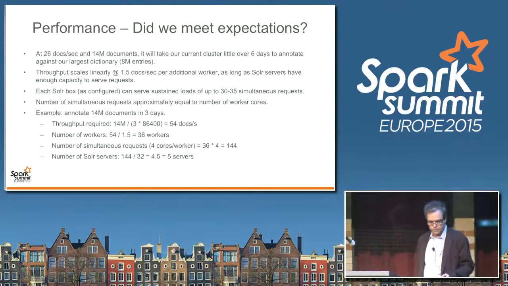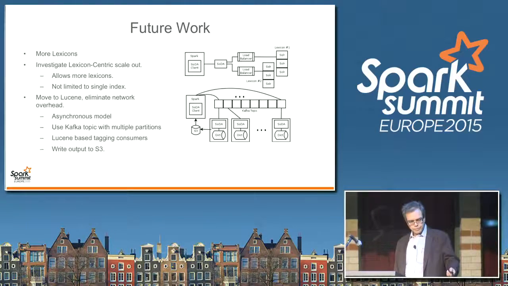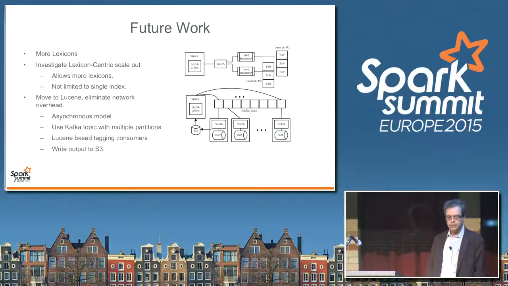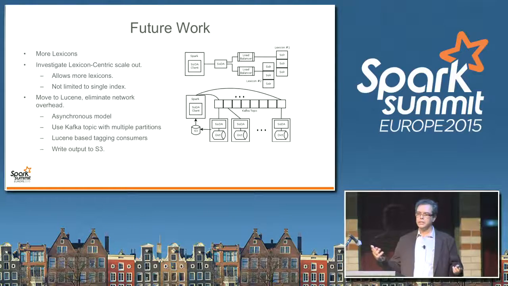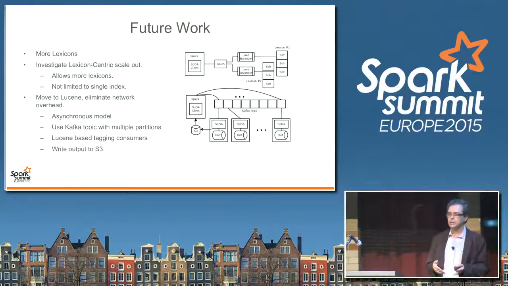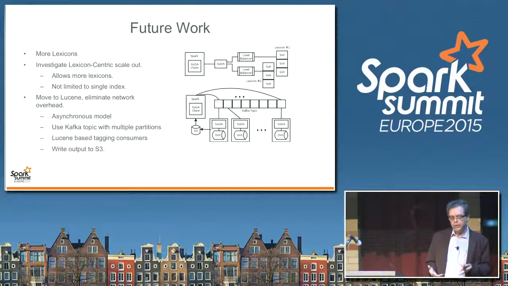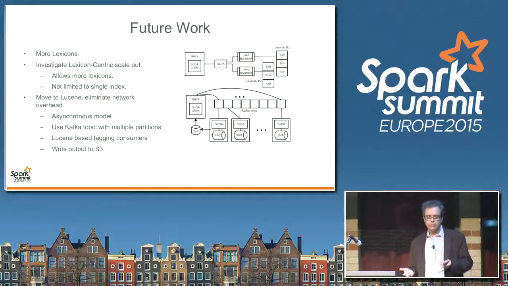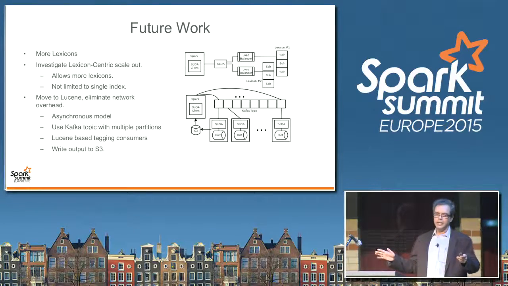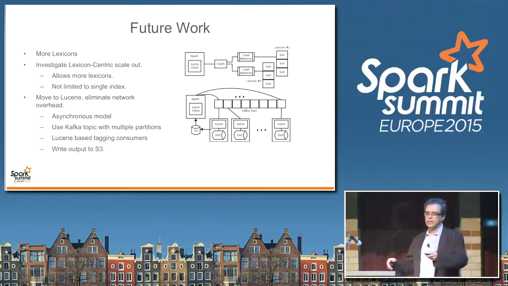So this was where we stopped, and we do have some plans. We want to add more dictionaries in our system. We have 6 already, and we are keeping on growing. We want to investigate lexicon-centric scale-out, although it's not as popular as the next one, where we want to move to Lucene and eliminate the HTTP overhead altogether. That would involve writing to a message broker and then having Lucene clones just reading off it.